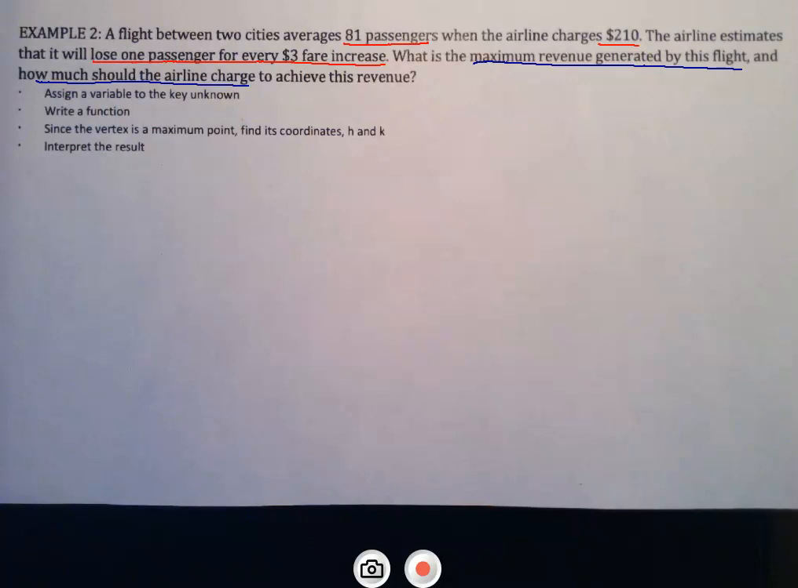Wait, I don't understand what we're trying to find. Are we trying to find how much money we can charge, or how many passengers we can have? Revenue is saying money. So it's saying how much money we should charge each passenger to get the most money we can for each flight. We might have fewer people but have them pay more, or more people paying less. We're trying to figure out the best balance, the most money we can get out of how many passengers we have, for each passenger.